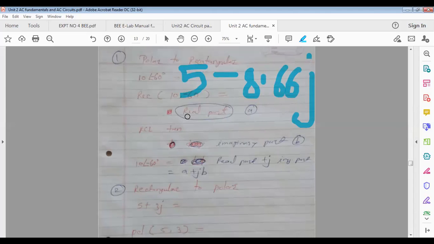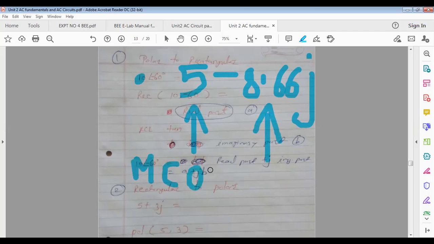Okay. Now can you tell me, whenever I entered in the calculator 10 comma minus 60, how it calculated 5, means how it has calculated the real part and how it has calculated the imaginary part? What is magnitude? 10. X is equal to 10 cos minus 60. Correct. And Y is equal to 10 sin minus 60. Very good. Real part, how it calculates? M cos theta or M cos phi is the real part, and M sin phi is the imaginary part.